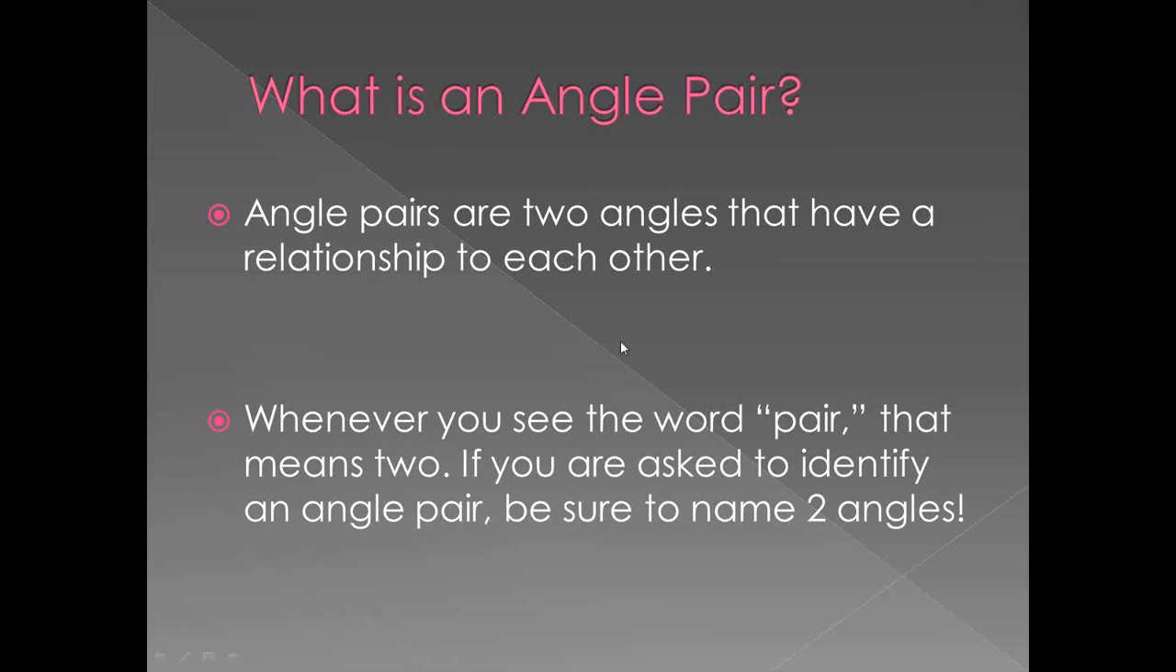So first off, what is an angle pair? One thing you need to notice is that a pair is always two. So if something asks you to name an angle pair, you need to make sure you name two angles. Okay? Some of you get confused when you see something like complementary angles, and you think anything that's 90 is complementary. It's only complementary if it's two angles that add up to 90, because that's a type of angle pair. If you just see an angle that's 90, it would be a right angle.